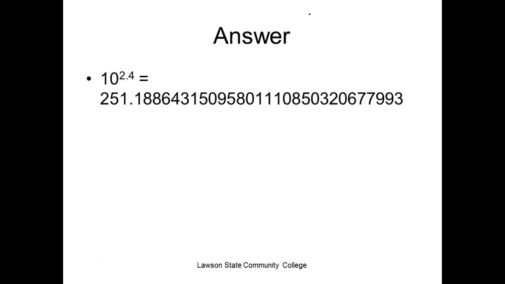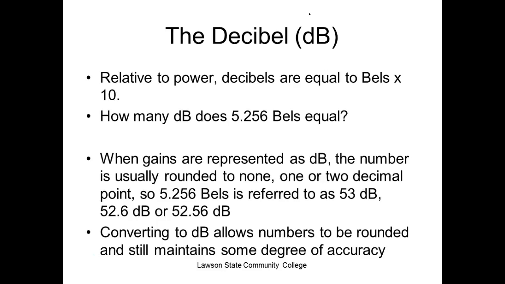Now, of course, we're going to round this one. Relative to power, decibels are equal to bels times 10. So that's what a dB is. It's bels times 10. So how many dB would it be? And this is the way we abbreviate dB: we use a lowercase d and an uppercase B, for the decibel. But it's 10 times the bels, right? You understand that? It's tens of bels.